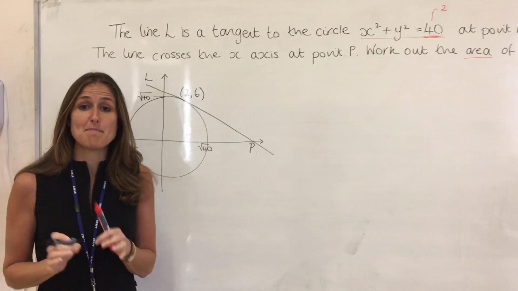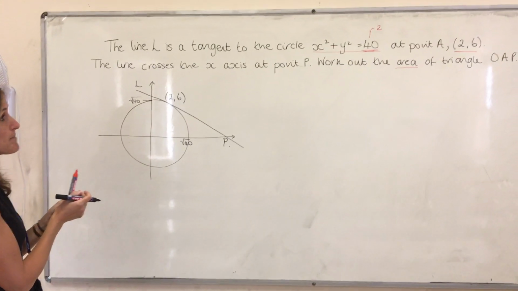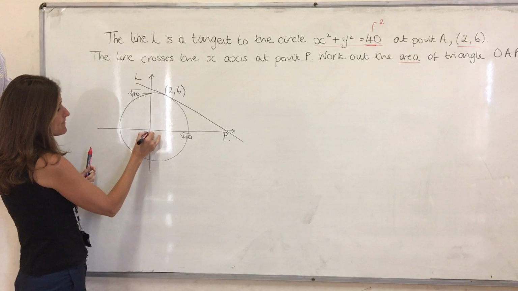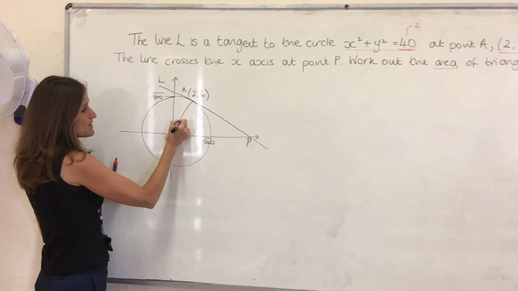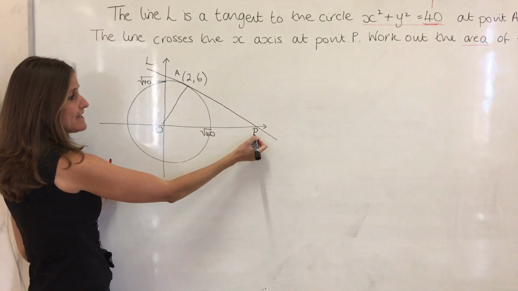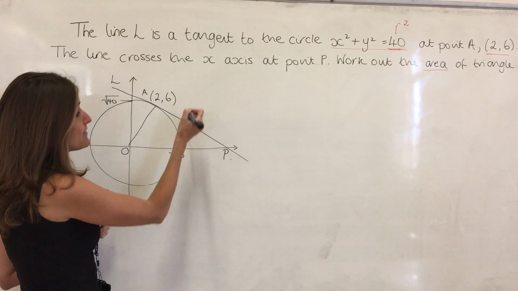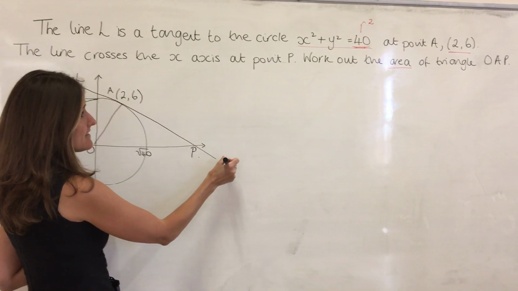Now, I haven't actually done any maths yet. This is all in the question, but it helps me get thinking about what we're going to do next. Here's my origin. Here's my point A. So if I want the area of this triangle here, O to A to P, I've got to find out what point P is.